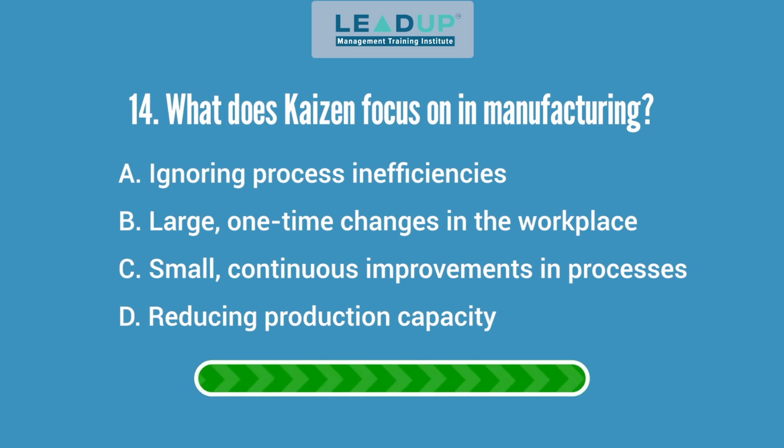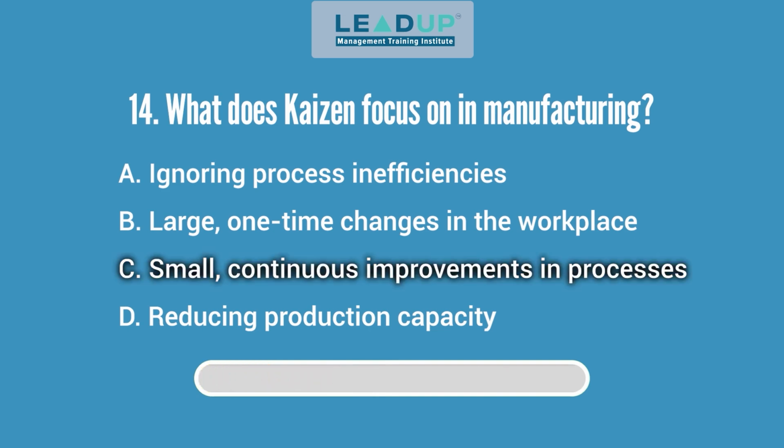Question 14. What does Kaizen focus on in manufacturing? A. Ignoring process inefficiencies. B. Large, one-time changes in the workplace. C. Small, continuous improvements in processes. And D. Reducing production capacity. The answer is small continuous improvements in processes.